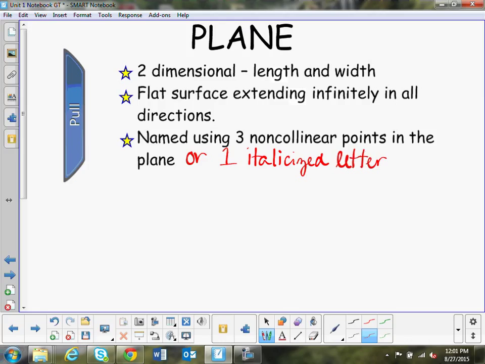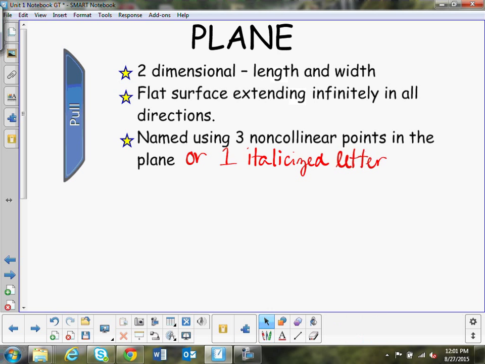Any guesses? Non-collinear, that's correct. What is collinear? You're on the same line. Very good. Non-collinear is not on the same line. Good. Okay, so those are those 3.